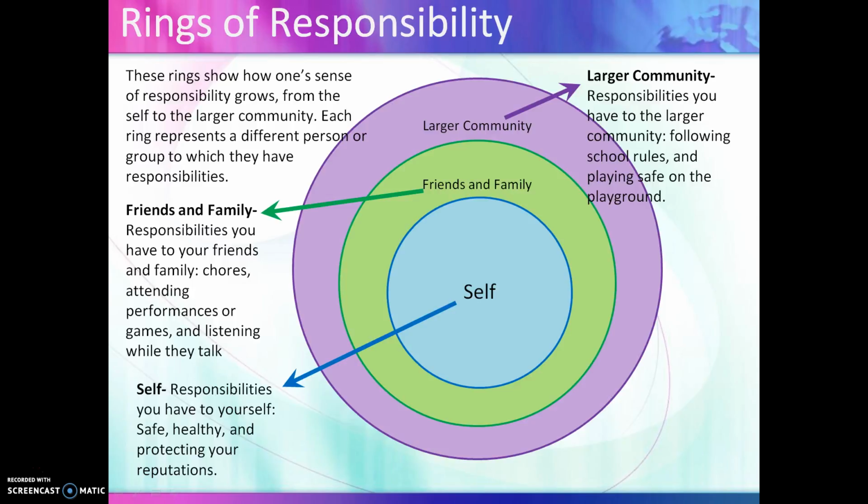The middle green circle represents the responsibilities you have to your friends and family. These responsibilities include chores, attending performances, and listening while they talk. The outer purple circle represents the responsibilities you have to the larger community, or people outside your friends and family. People in this category include people like your principal, your coach, or the police. Responsibilities you have towards them are following rules and talking to them respectfully.